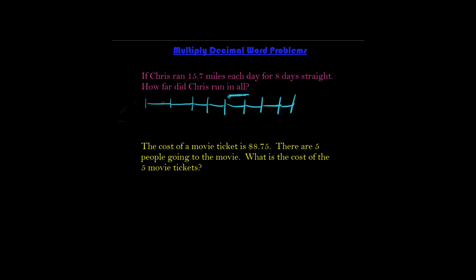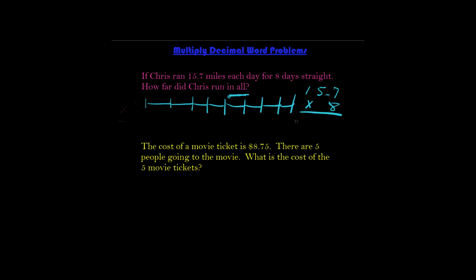So when you think about multiplying, it's repeated addition. So you could do 15 and 7/10 plus 15 and 7/10 and so on. Or we can do the shortcut, and we're just going to go ahead and do the shortcut, which is to multiply 15.7 times the 8 straight days. And once again, if you want to estimate this, 16 times 8, that doesn't help us a whole lot, because 15.7 or 16 times 8, neither of those are mental math. So we're just going to go ahead and multiply it out and see what we get.